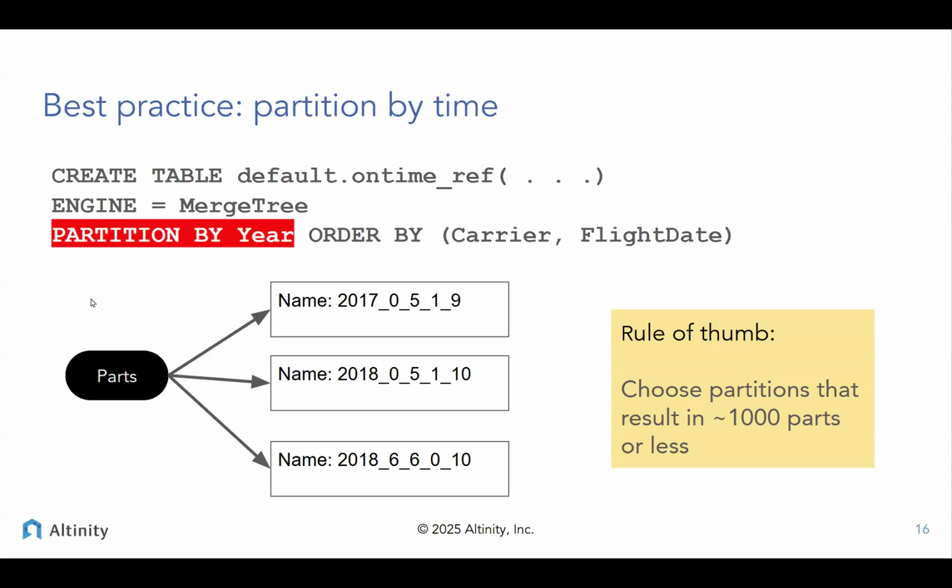But we partition by year, and one of the things you want to look at when you're partitioning is to try to choose partitioning schemes so that you end up with something like 1,000 parts or less. ClickHouse works best at that number. You can go much higher and it will also work, but that means that there are more files that we have to open up, and it will slow down, for example, restarts and stuff like that. So this is a standard best practice for partitioning. Typically do it by time.